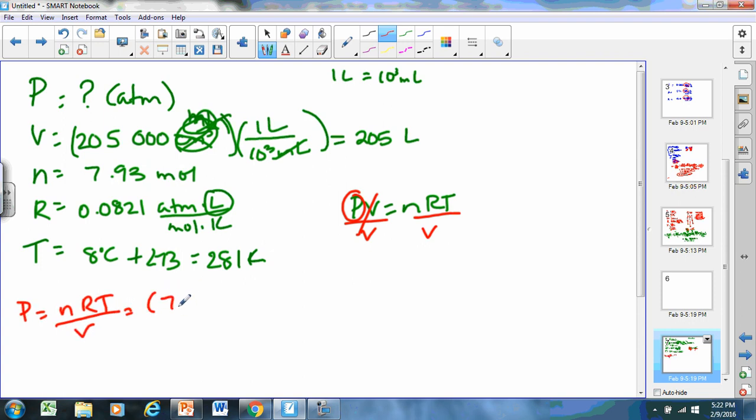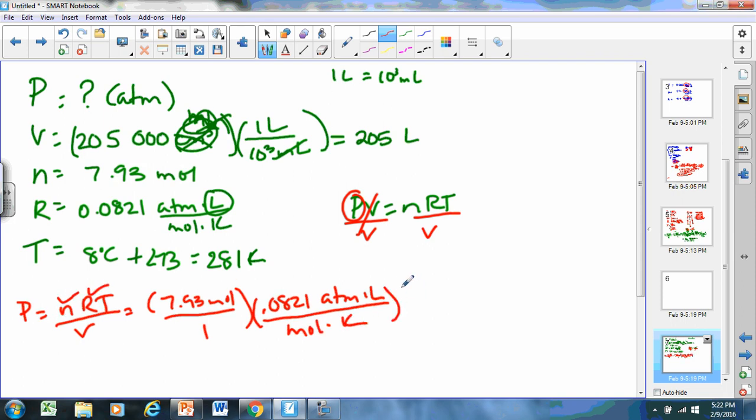What is n? It's on the top. It's 7.93 moles over 1, because there is no up and down unit. What's R? 0.0821 atmospheres times liters over mole times K. Check, check. What is the temperature? 281 K over 1 if you want. Check. And where is the volume? The volume is downstairs, so I have to multiply by the reciprocal, which is 1 over 205 liters, because dividing by 205 is the same thing as multiplying by 1 over 205 liters.